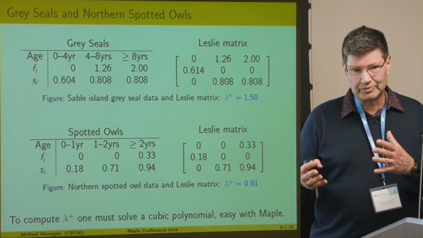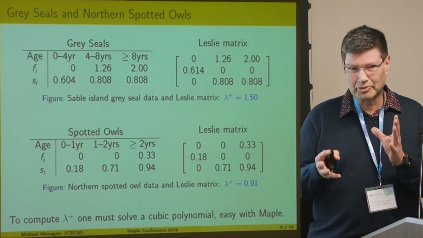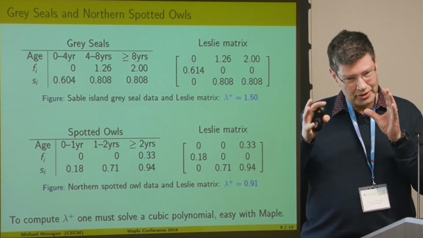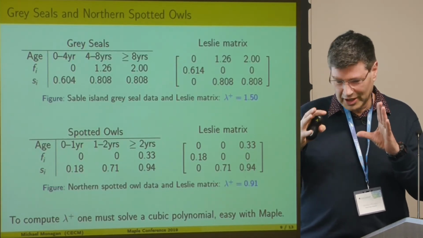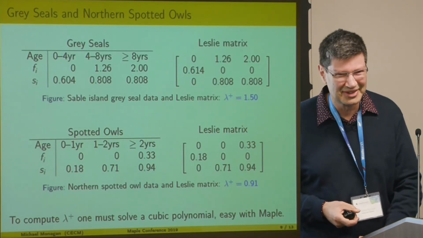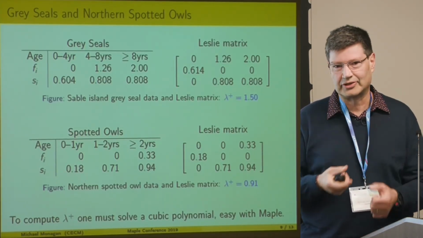So on the exams I have to concoct, and maybe we could talk about this, I would like to construct 3 by 3 Leslie matrices that have nice characteristic polynomials so that you can factor them easily, but they still have numbers that make sense. Okay.